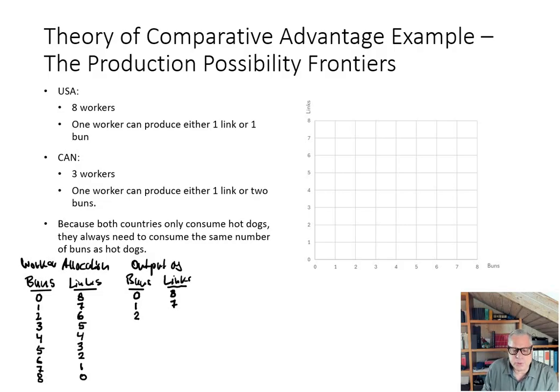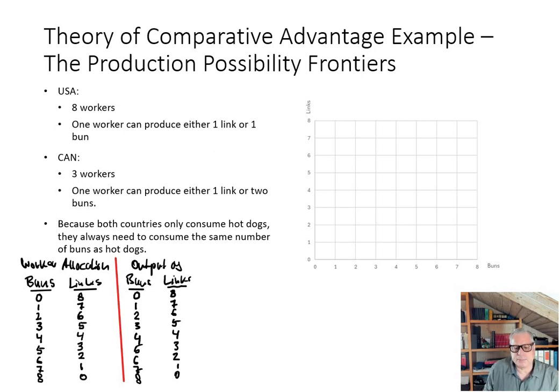So we have here 2 and 6, 3 and 5, 4 and 4, 5 and 3, 6 and 2, 7 and 1, and 8 and 0. So this output of buns and links, those are the production possibilities. And we can look at the production possibilities in a table like this.